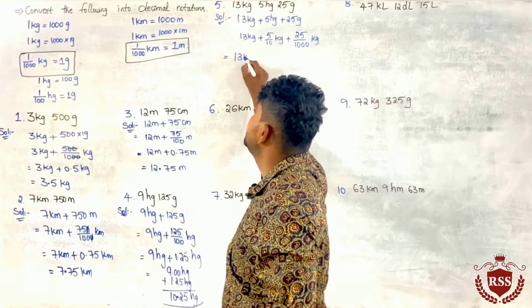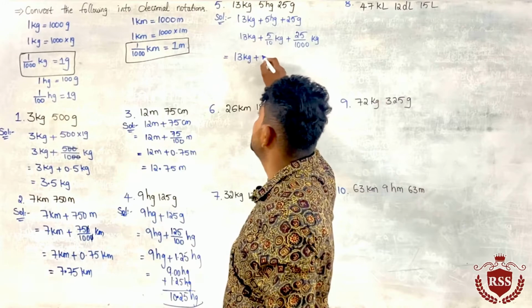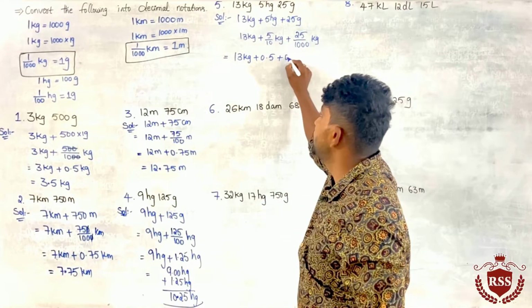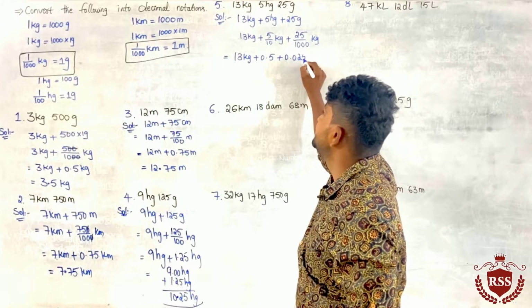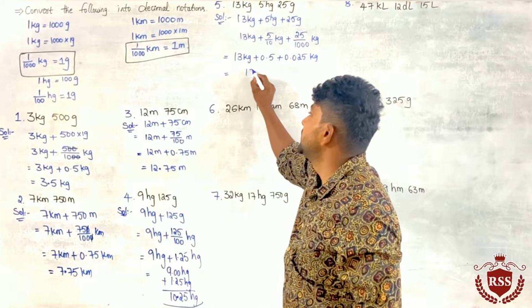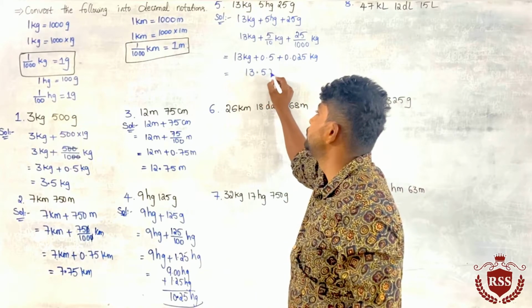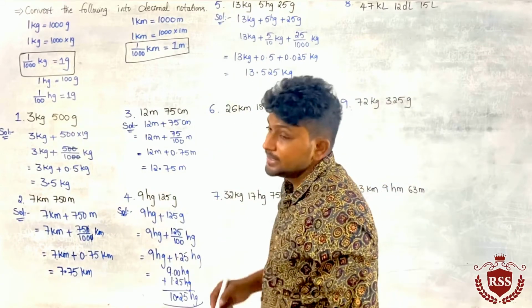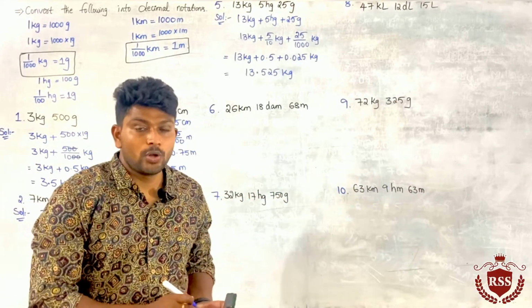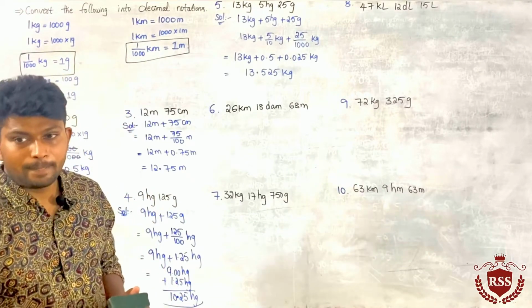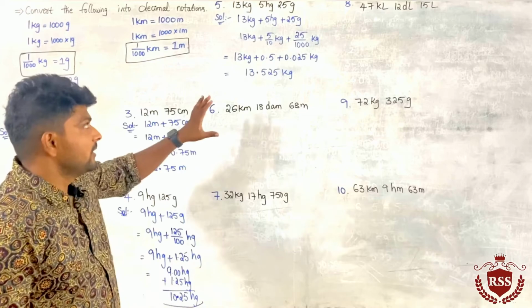13 kg plus 5 by 10, that means 0.5, plus 25 by 1000, that means 0.025 kilograms. So if you add all the values, then it will be 13.525 kilograms. This is the decimal notation of 13 kg 5 hectograms 25 grams. Clear? Okay, please concentrate here.